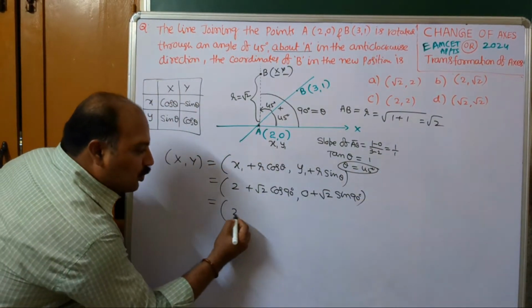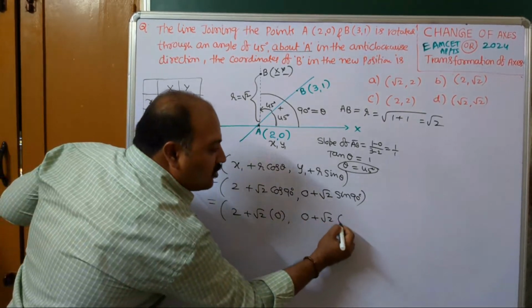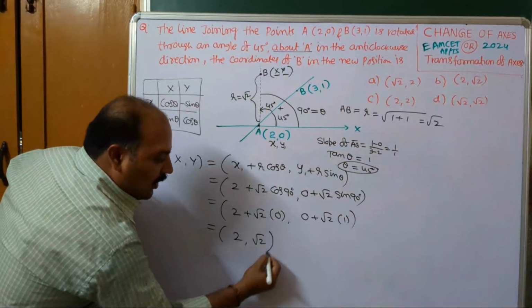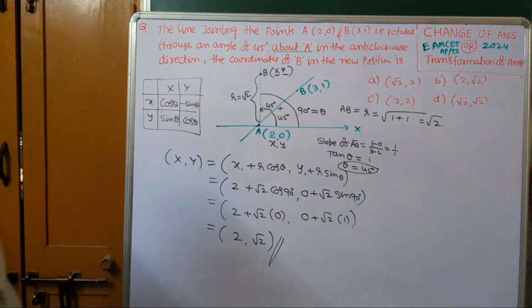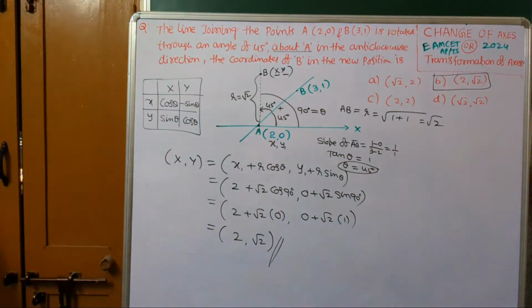So 2 plus root 2 into cos 90 is 0, 0 plus root 2 into sin 90 is 1. So 2 plus 0 comma root 2 into 1. So the new point is 2 comma root 2. It is there in the second option, dear students. I hope everyone knows about this method. So from here to here, the distance I am taking is root 2. If we go by the table, we are not getting the proper answer. So we move to that method.